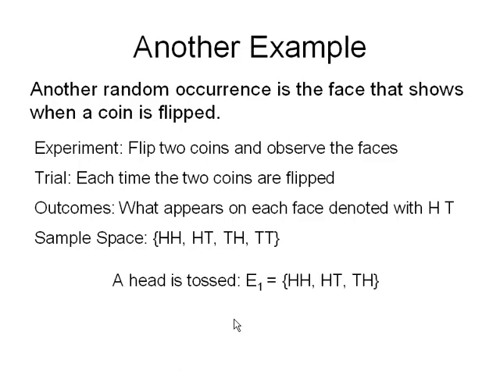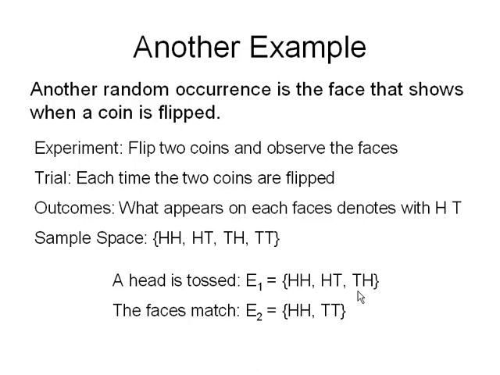One possible event would be a head is tossed. So that would be, in this case, the event E1, and a head could be tossed on HH, HT, or TH. In each case, a head was tossed. It didn't say how many heads, it just said a head was tossed. Now another event I could talk about is the faces match, and I'm going to call that E2. So the faces match when I have HH or TT, so that event is that set with HH and TT.